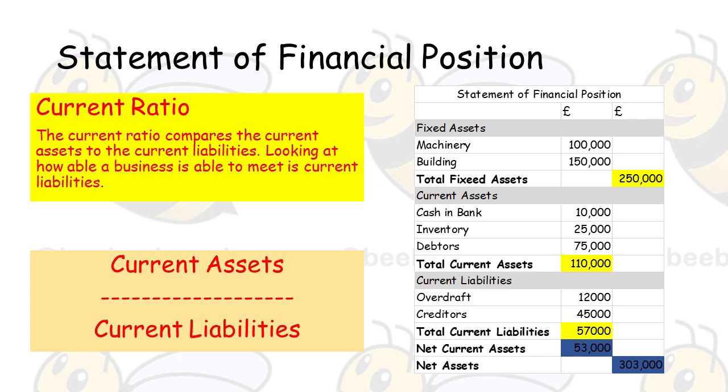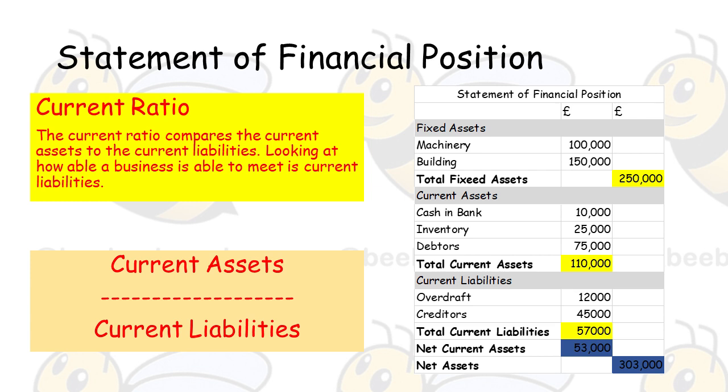Now you can use the information that you've got in your statement of financial position to do some liquidity ratios. Remember, liquidity is working out the availability of money in the business. And one of the ratios we can do is the current ratio. Now the current ratio compares the current assets to the current liabilities. And it looks at how able a business is to meet its current obligations.